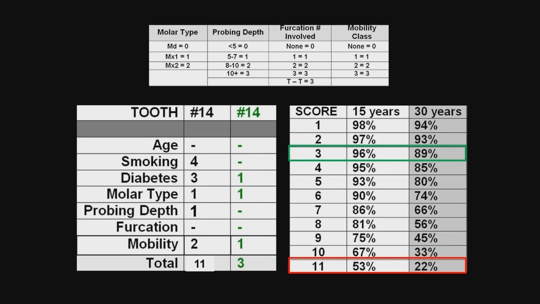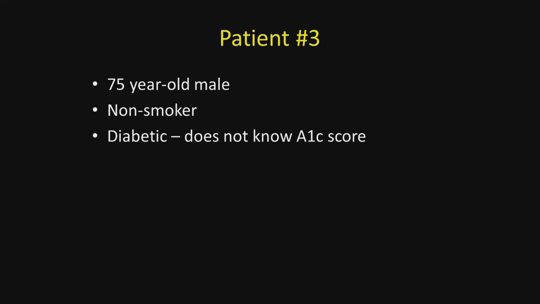So we're going to go from an 11, which is a 53% chance, to a 96% chance. Now let's go to a more challenging patient. Patient number 3, who's a 75-year-old male, who's a non-smoker, says he's diabetic, but does not know his A1C score, and initially does not want to have an A1C done in the office. What do you do on that?